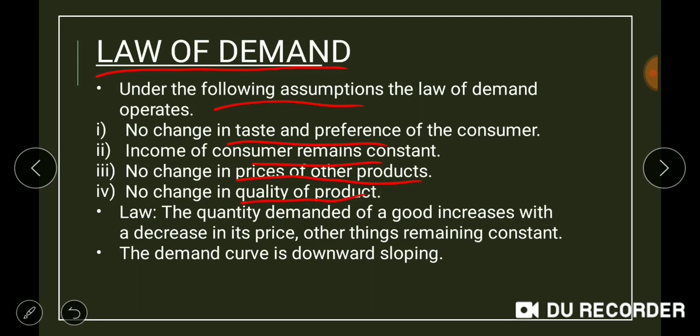So the law states that the quantity demanded of a good increases with a decrease in its price, other things remaining constant. Thus, a demand curve is downward sloping. That is, if we plot the demand curve in a diagram with quantity on the horizontal axis and price on the vertical axis, the demand curve will look like this.